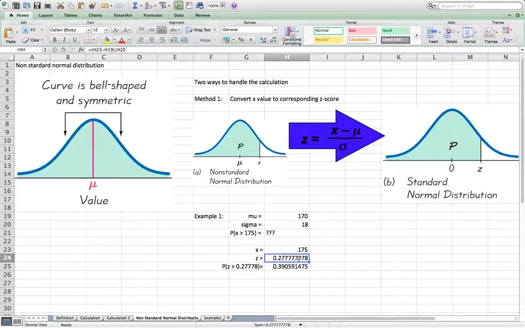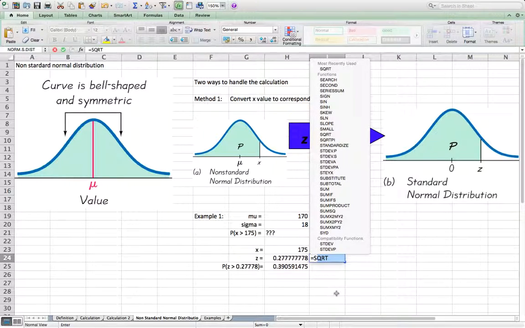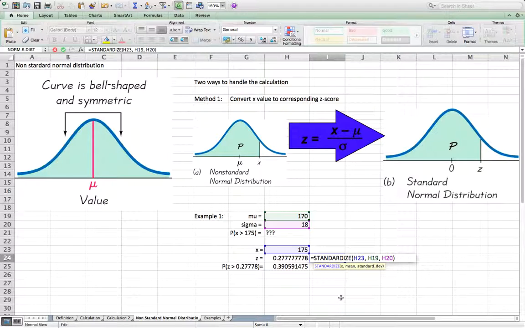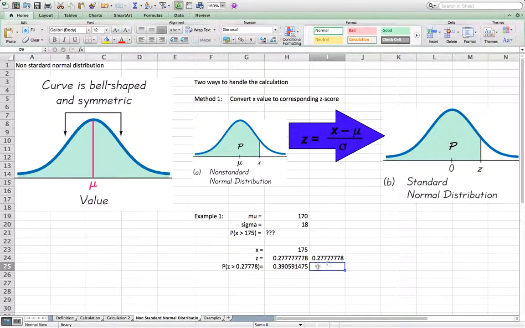But there is another way to calculate this z-score. Excel gives you a formula called STANDARDIZE. You type ST, and it automatically gives you a hint. Then this will ask for x, which is 175, in cell H23. Your mean is in H19, and your sigma, the standard deviation, is in H20. You should get the exact same thing.